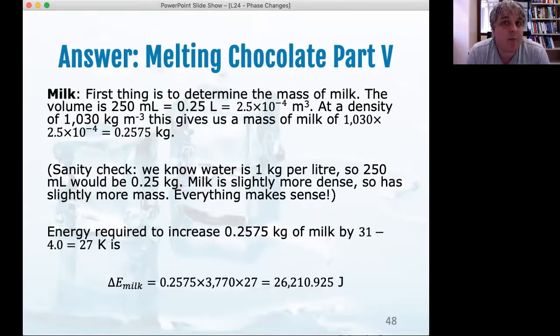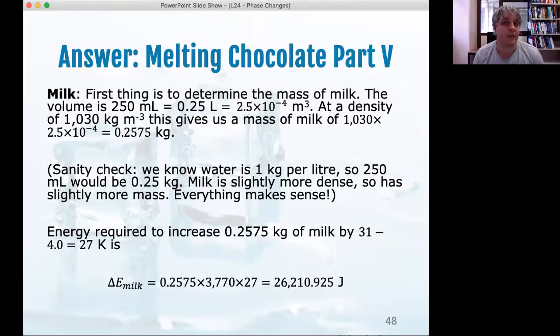And at this point, hopefully your brain says, oh, well, a litre of water is a kilogram. A quarter of a litre of water would be a quarter of a kilogram. Milk here is slightly more. Instead of 0.25, it's 0.2575. So that makes sense. Milk is slightly more dense, so it should have slightly more mass than if it was water. So hopefully that sort of process in your brain is going on.